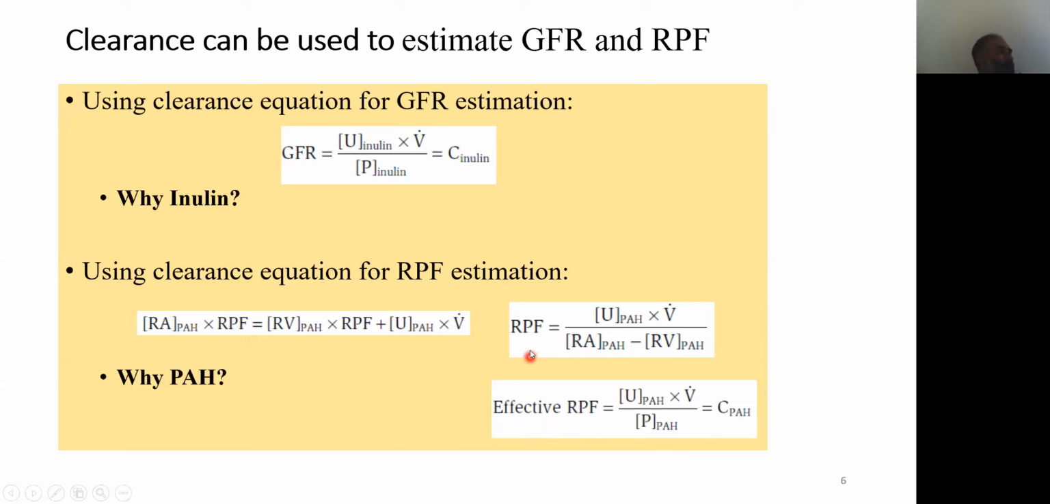Would it be the same as actual renal plasma flow? No. So the effective renal plasma flow approximately underestimates by a factor of 10% of the actual renal plasma flow. Said another way, actual renal plasma flow is 10% more than effective renal plasma flow. I hope you got that.